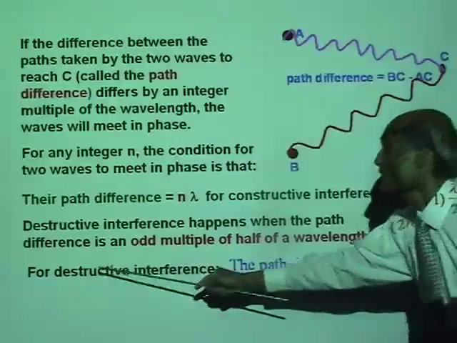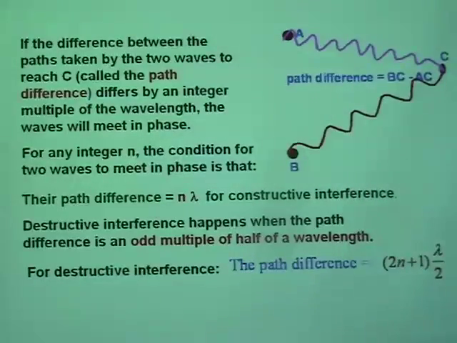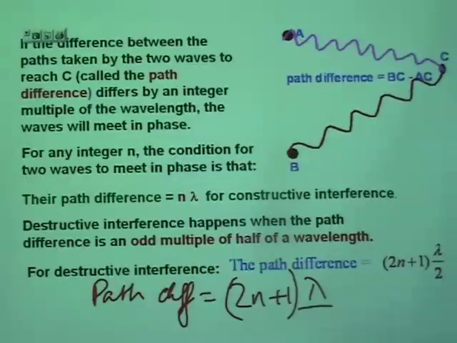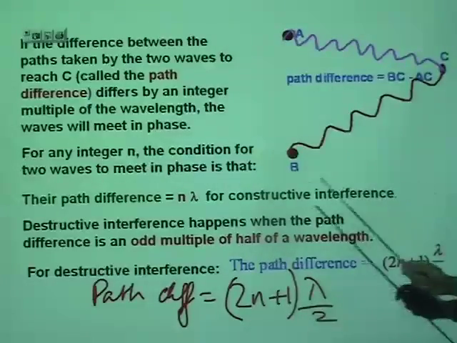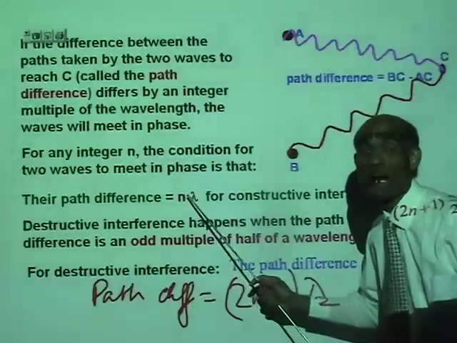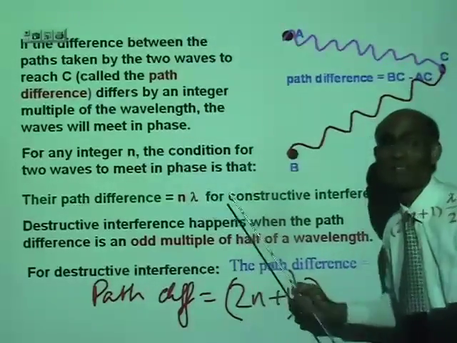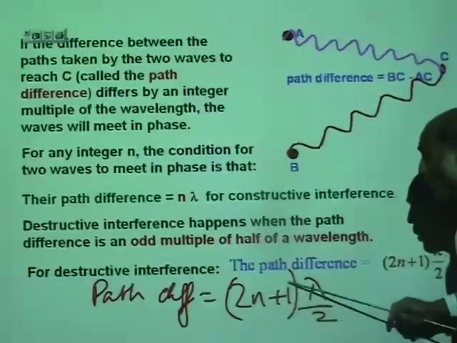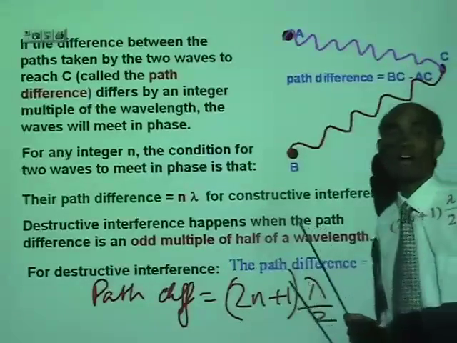The condition for destructive interference is, what is the condition? That the path difference must be equal to an odd integer multiple of half a wavelength. That is the condition for destructive interference. For constructive interference, the path difference must be equal to an integer multiple of the wavelength. For destructive interference, the path difference must be an odd integer multiple of half a wavelength.